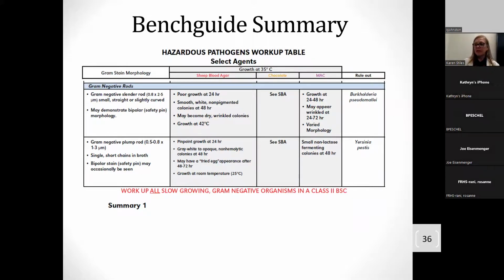All right, there are some key characteristics we can talk about there. They're listed there. And as you can see, they can be what they call safety pin looking. That's not something that you can really identify it by itself. It's not real predictable, but sometimes it can be seen. The other thing, not many people realize, is these two organisms really do grow on MacConkey at the same rate as the blood and chocolate.